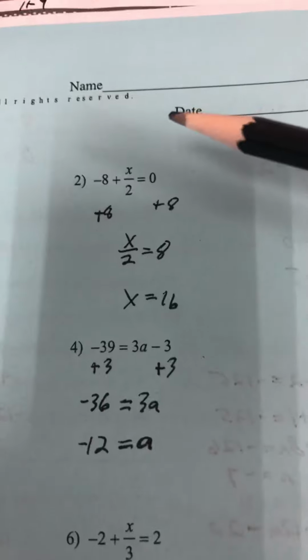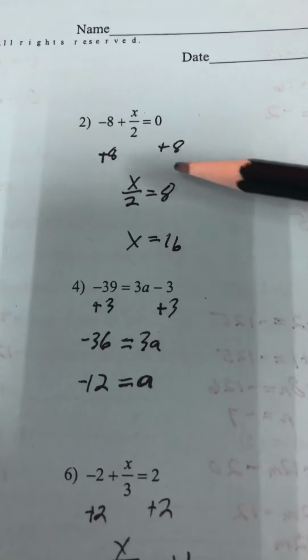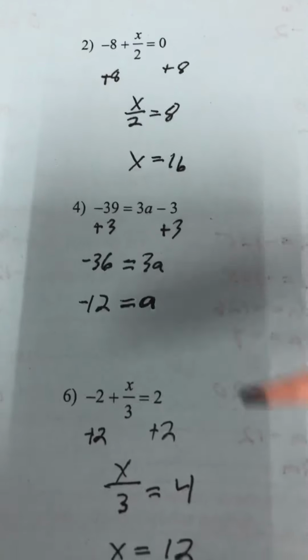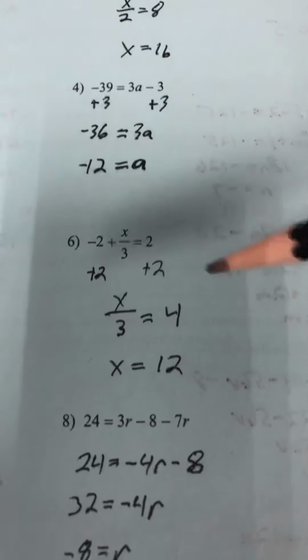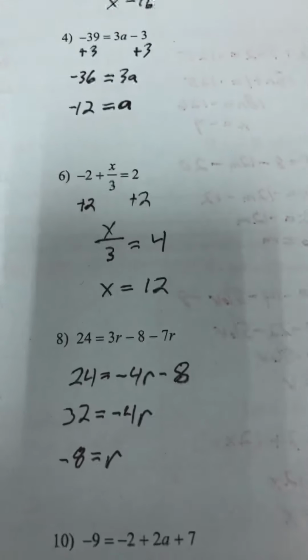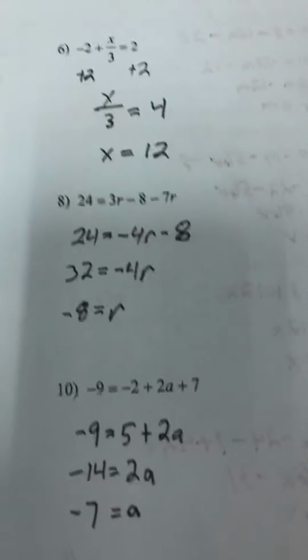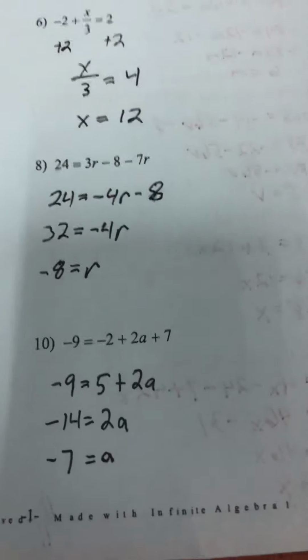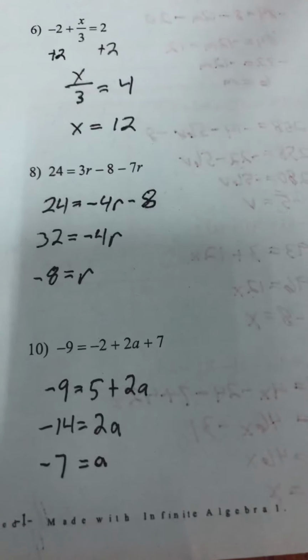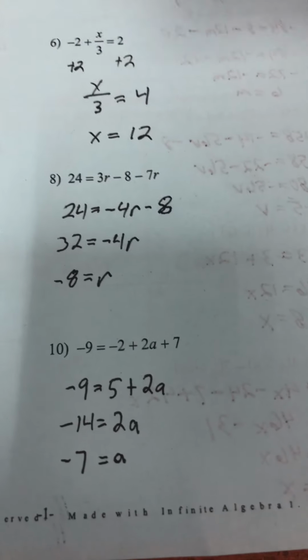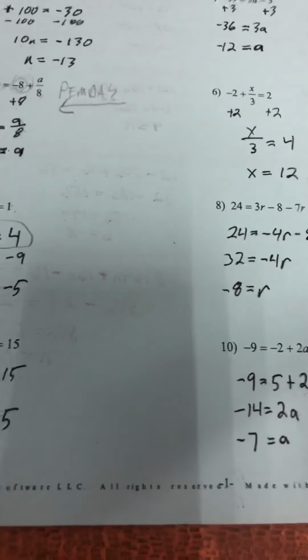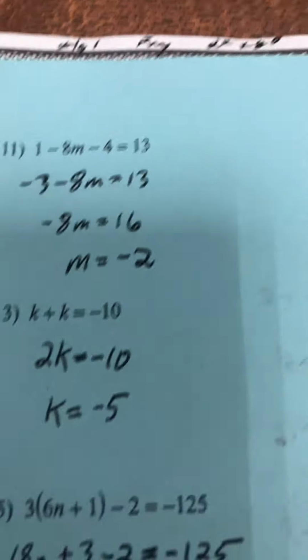I'm not going to talk about them, but you could pause it, take a look at your 2, take a look at your 4, take a look at your 6, take a look at your 8, and your number 10. Since it's a review, I don't normally do that, but I want you to be confident in what you're doing for the test. So I want you to know that you're getting the right answers on these before you take the test. That would be a good thing to do.